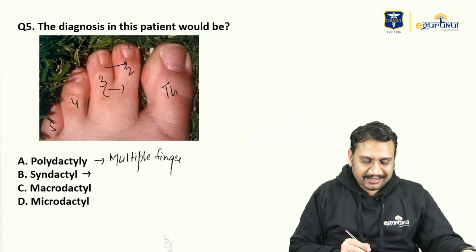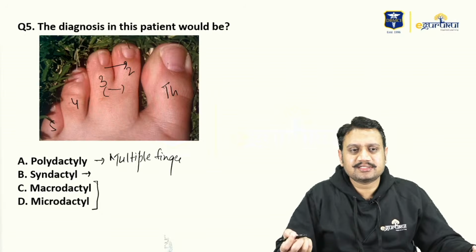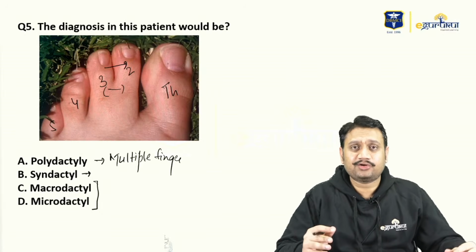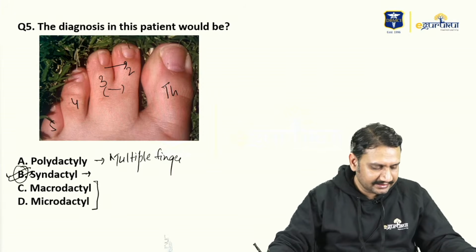Very good. Macro and micro. Dactyle, the toes or the fingers. So macro will be the larger one, micro will be the smaller one. So the best answer that you can choose from here is syndactyly, the fused fingers.